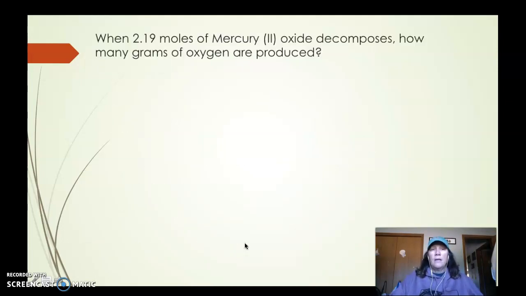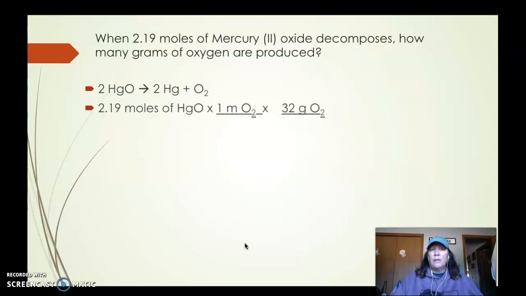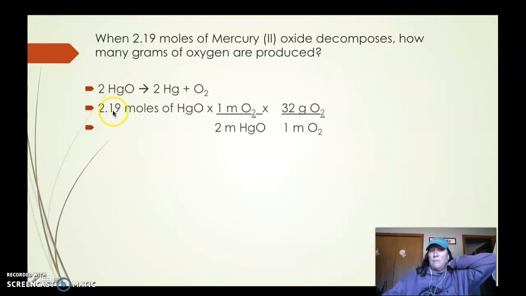Okay, here's another one. When 2.9 moles of mercury(II) oxide decomposes... Okay, so I started with moles on this one. First I wrote a balanced equation, nice simple one. And the reason why I started with moles on this one is don't change this to grams, you guys. If it starts in moles, that's good. That means you don't have to change it to grams. That's one less step for you.